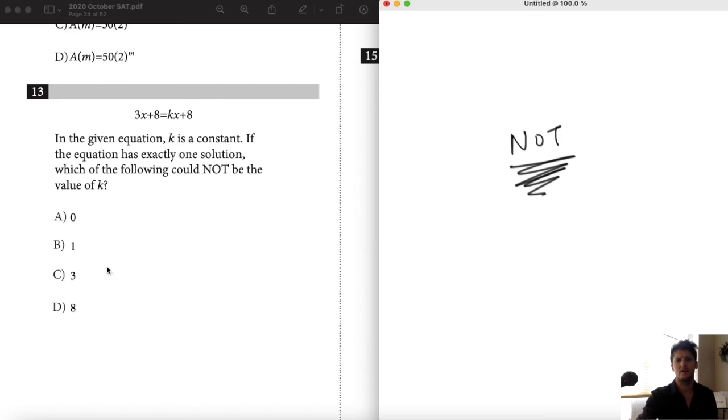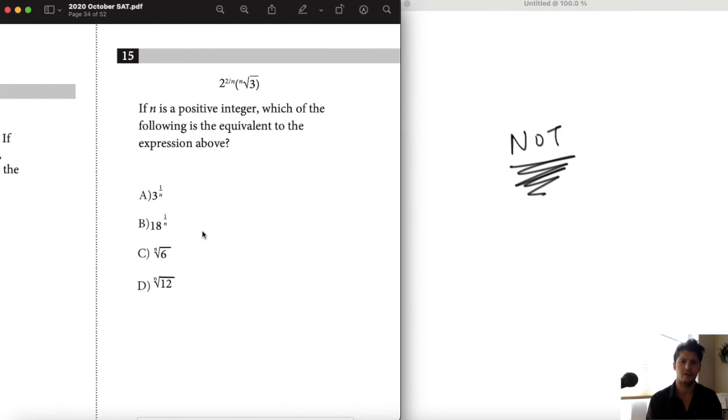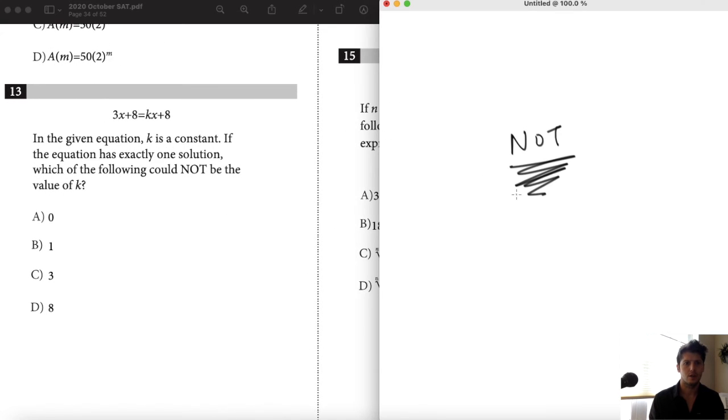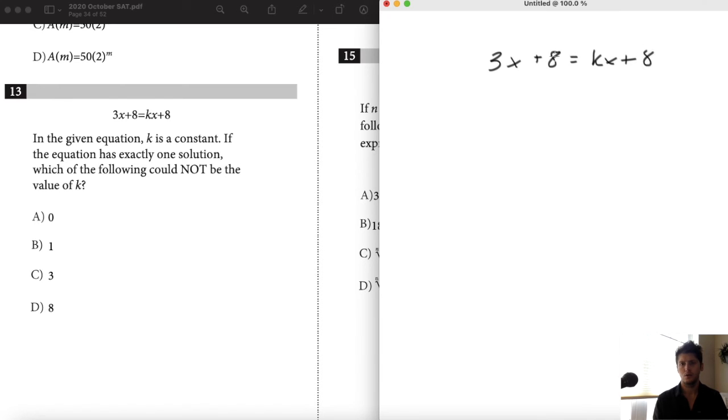Okay, so just to be clear, there's one other thing we could do here, which is an algebraic approach. I just don't like it as much. 3x plus 8 equals kx plus 8. You could subtract 8 from both sides or cancel them out. Then you could divide both sides by x and get 3 equals k.